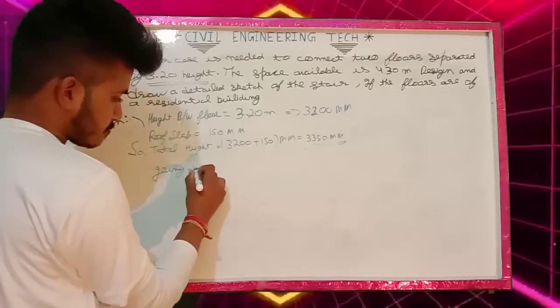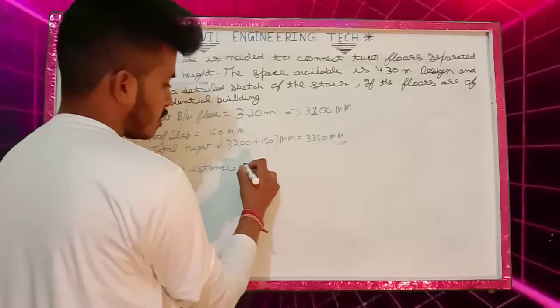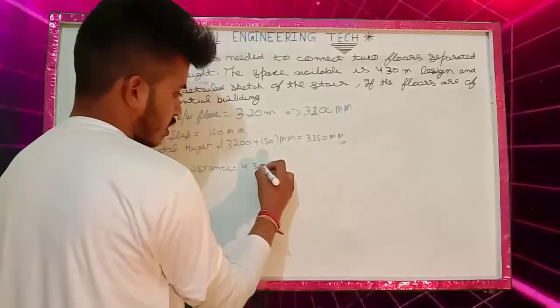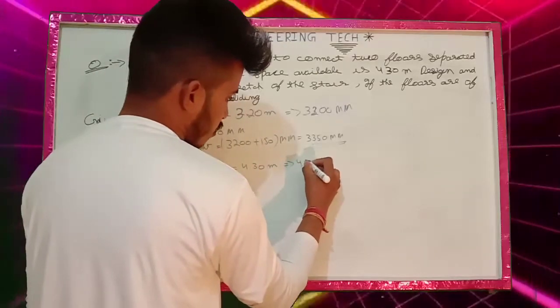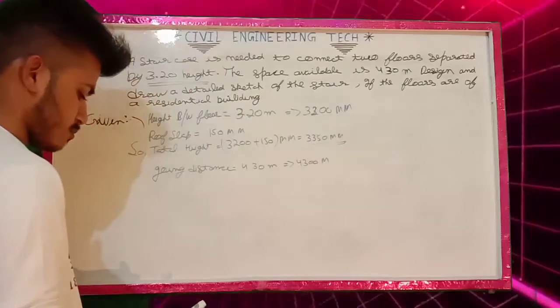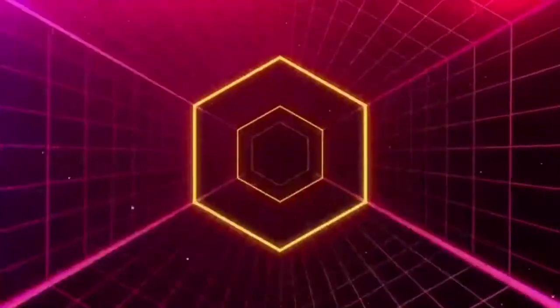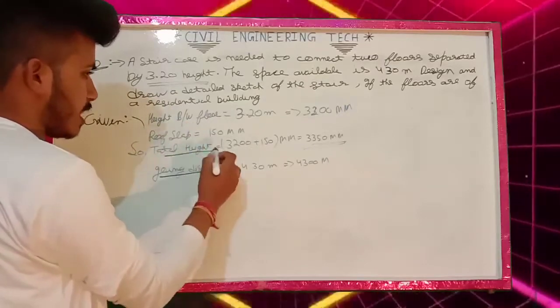Now going distance is 4.30 meter, that is 4300 millimeter. So first of all we discuss what is going distance and total height.